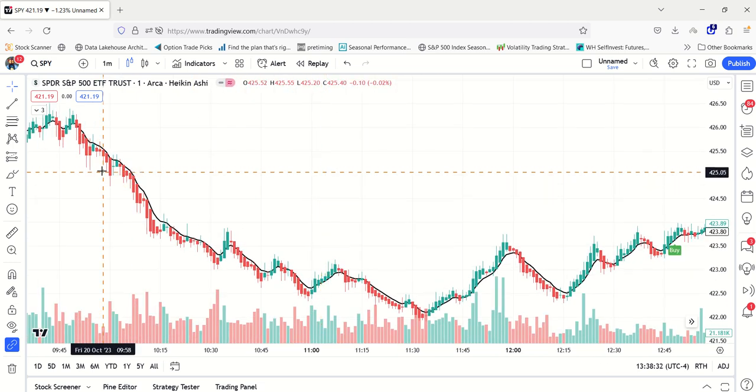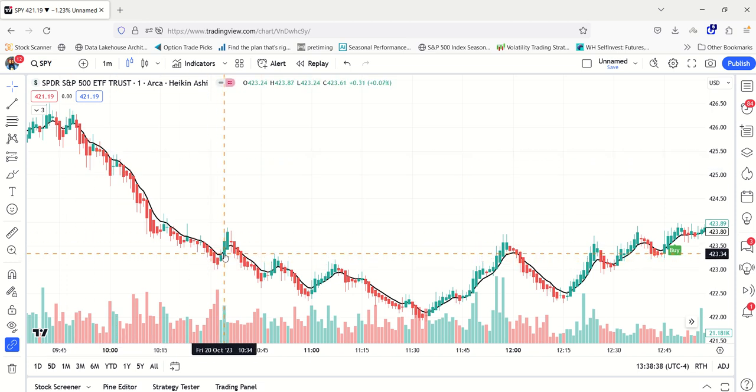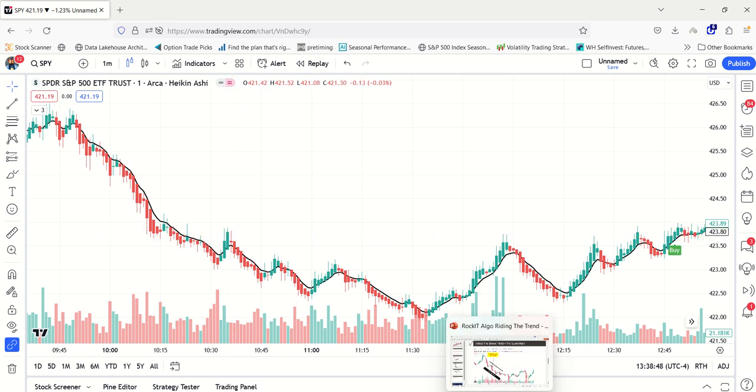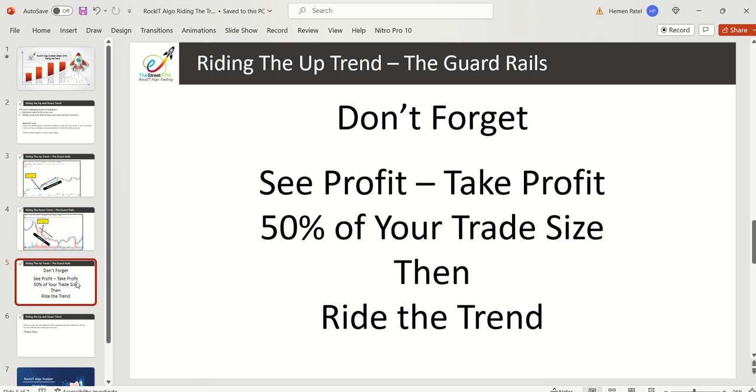Removing the noise, it also gives us a clear cut. Like I said, whenever a green candle crosses above on a short position, you want to take a breather there and see what's happening. Again, draw those trigger lines to see whether you should ride the trend further or not. And lastly, don't forget, secure profit, take profit on 50% of your trade size, then you ride the trend. The market is unpredictable, it's not rational, so you have to be smart, cash in on the chips you've earned, and then see how much you can ride the trend.